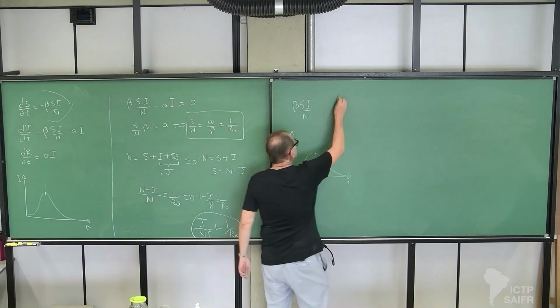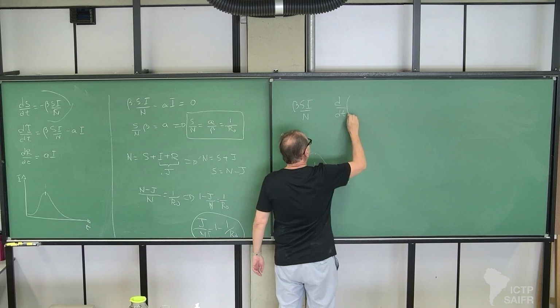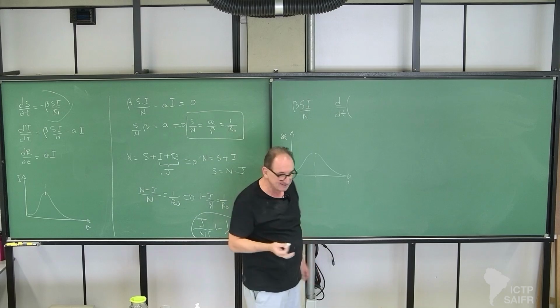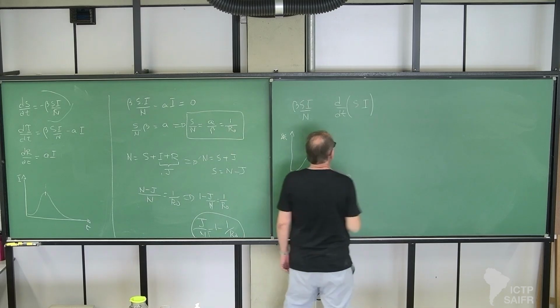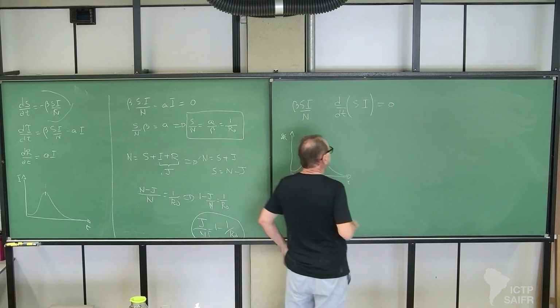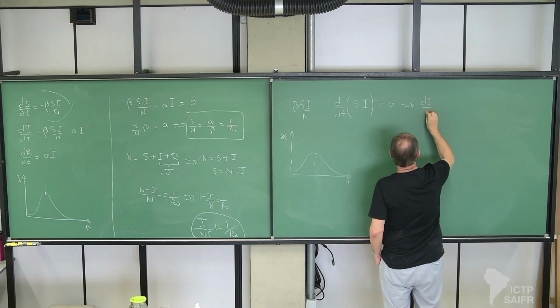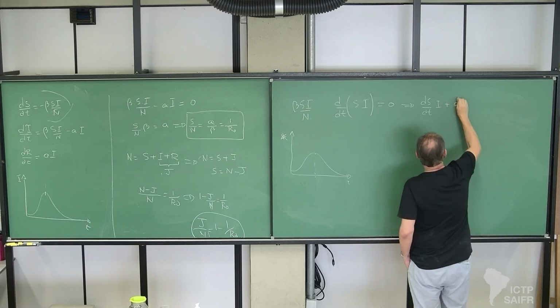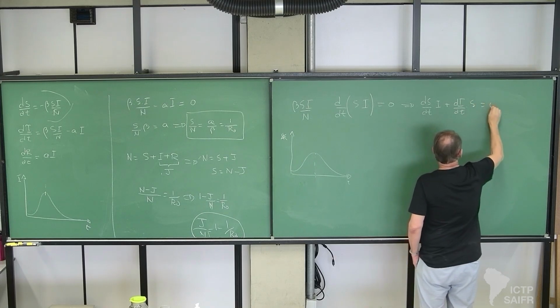Therefore, we want to calculate d/dt of beta S I over N. As beta and N are constants, I only need to calculate this, and put it equal to zero. And this is not difficult. It's just the chain rule: dS/dt times I plus dI/dt times S equal to zero.